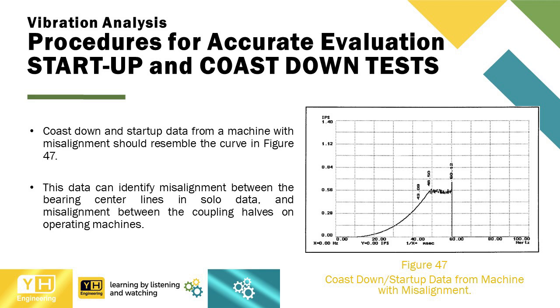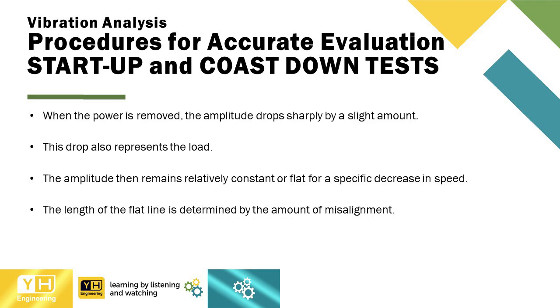This data can identify misalignment between the bearing center lines in solo data, and misalignment between the coupling halves on operating machines. When the power is removed, the amplitude drops sharply by a slight amount. This drop also represents the load. The amplitude then remains relatively constant or flat for a specific decrease in speed. The length of the flat line is determined by the amount of misalignment.